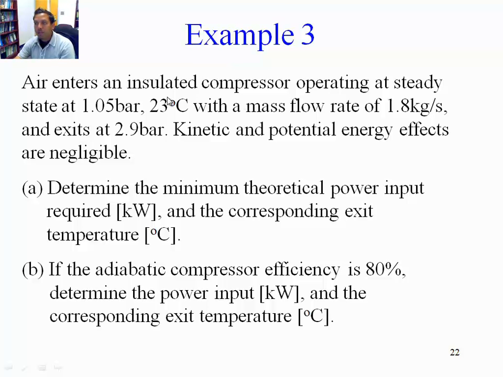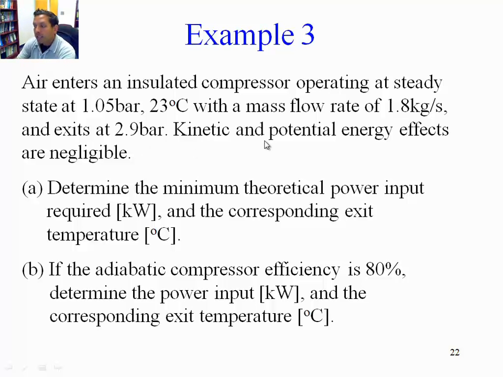This is an air compressor. It enters an insulated compressor operating in steady state. It enters at 1.05 bar and 23 Celsius. That's basically atmospheric conditions, so atmospheric pressure, atmospheric temperature, with a mass flow rate of 1.8 kilograms per second, and exits at 2.9 bars. So the compressor obviously increases the pressure of the working fluid, increases the temperature of the working fluid, and increases the enthalpy. And in order to do that, it receives power from an external source.